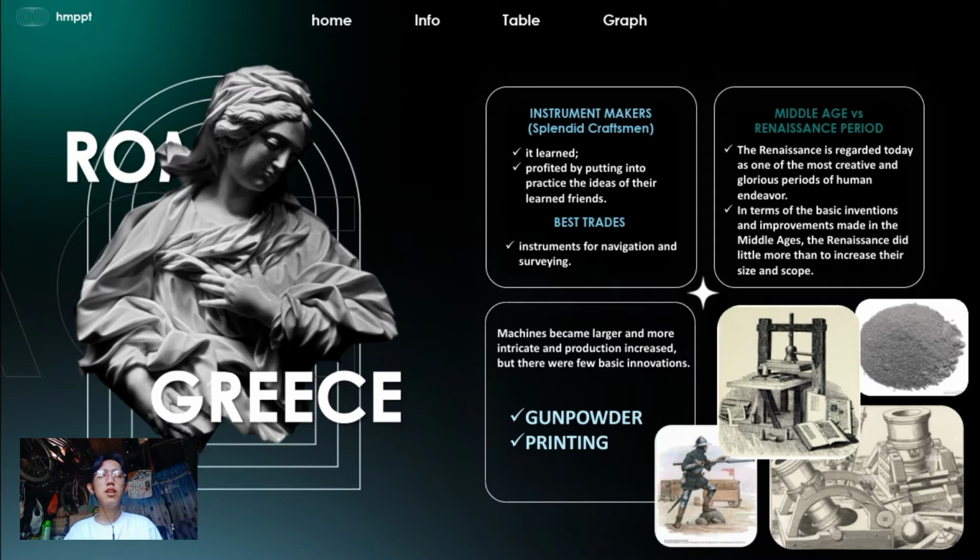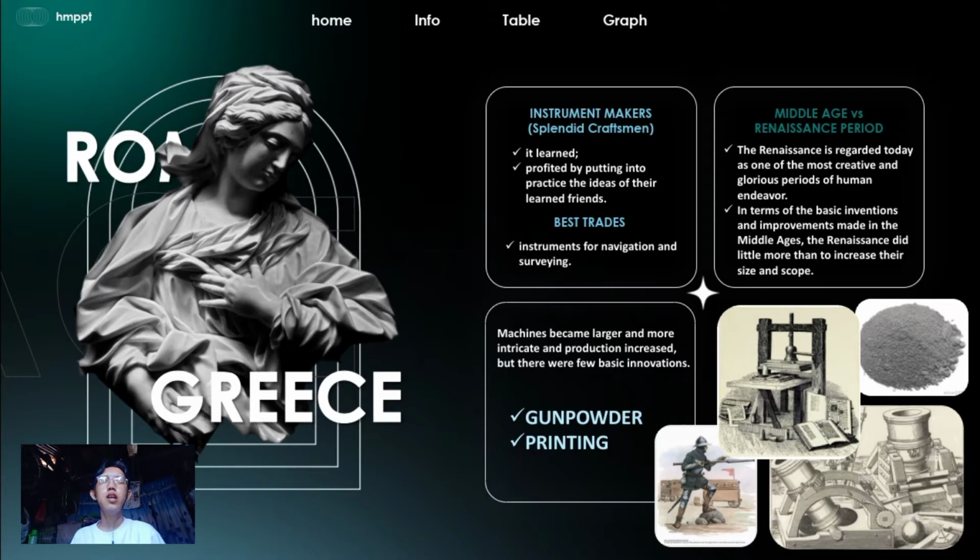The few basic innovations, there are two: the printing and gunpowder. First is the gunpowder. The gunpowder is the critical ingredient for the rise of the first guns. So, kung giingon ganiya is, ang gunpowder is originated siya sa medieval China nga gi-apply sa Renaissance period. Ang second is printing. Ang nag-discover aning printing is si Johann Gutenberg.